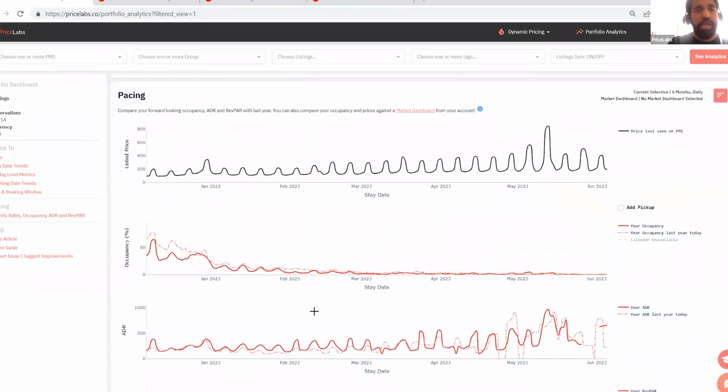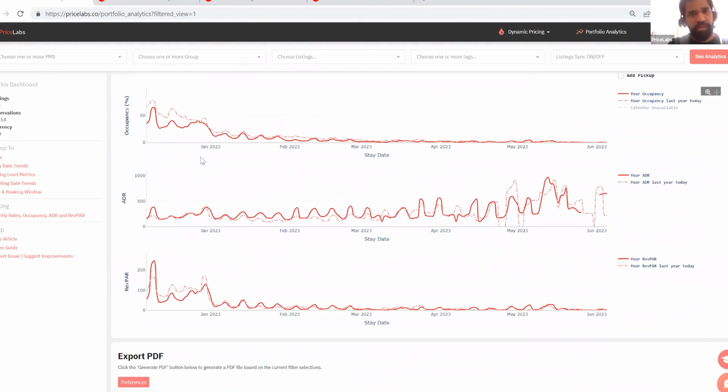Use case number 3: how are you pacing in comparison to the prior year? I know a lot of you right now, depending on recession fears, etc., might be concerned about it. So you want to look at these occupancy, ADR, RevPAR graphs.